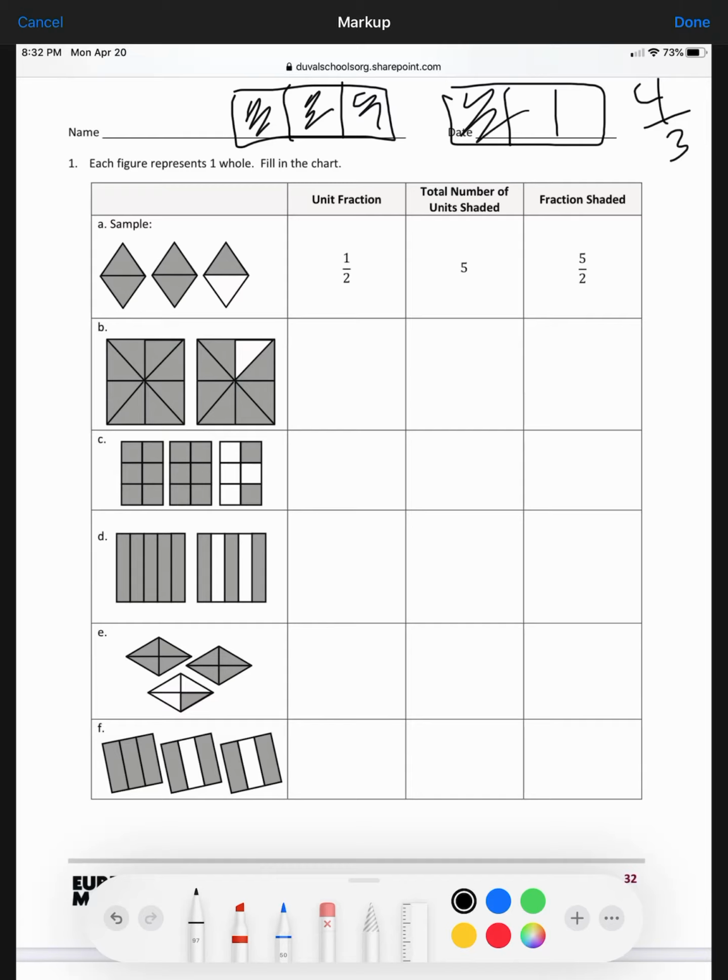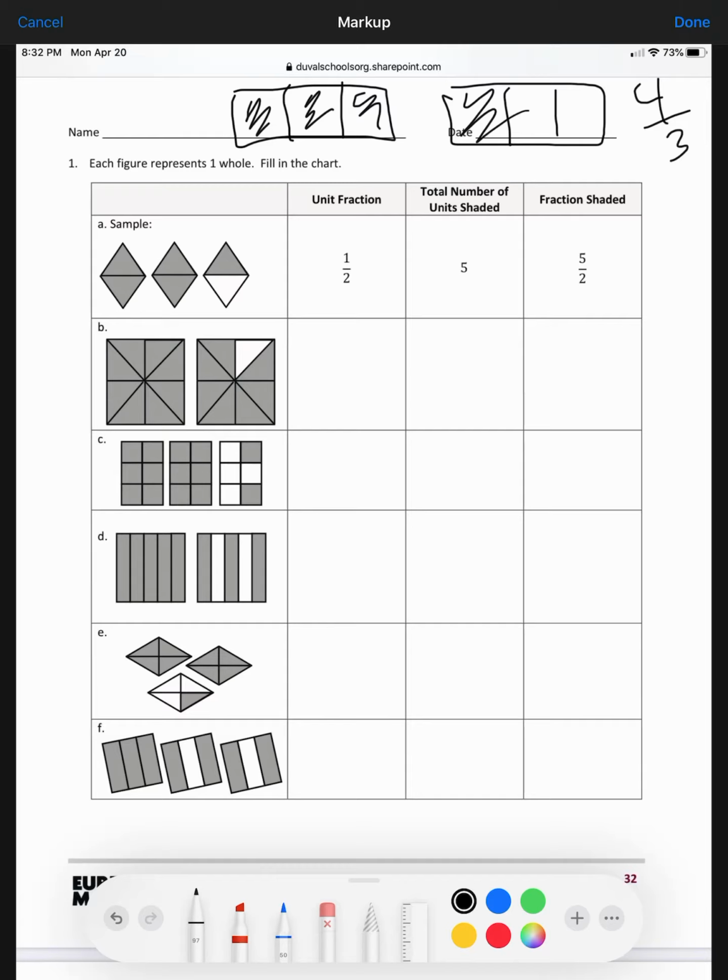So today we're going to be filling out a chart that's very similar to the one that you see on the screen here. If you pay attention, it should be pretty easy for you. You just kind of have to wrap your mind around the fact that the denominator is always going to be the number of pieces in one object.